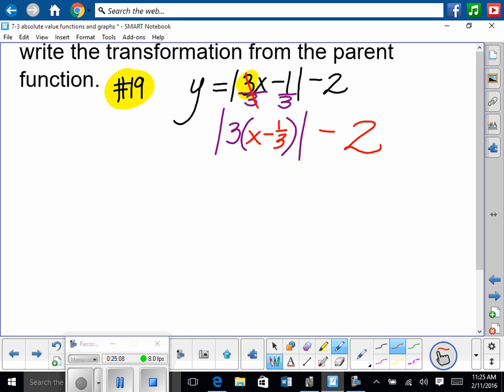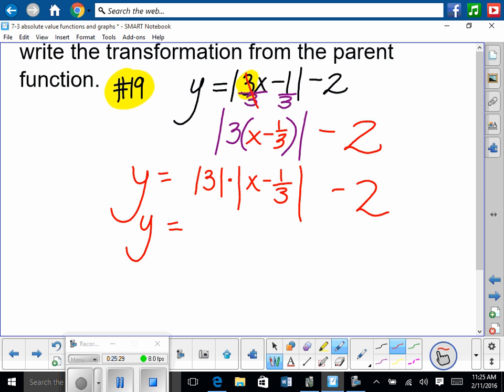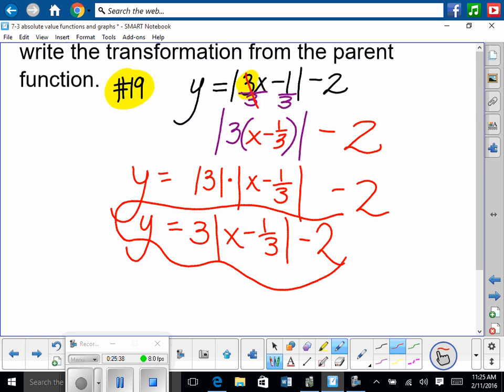Is everybody seeing how I'm just rewriting this to my advantage? Now I'm going to split this apart, because we can as long as we don't change anything. We're keeping it the absolute value of 3 times the absolute value of x minus 1/3. And then we won't forget we still have our minus 2. So then we're looking at this. We're like, okay, we're almost there. What is the absolute value of 3? 3. So we have 3 times the absolute value of x minus 1/3 minus 2. And now isn't it in a pretty graphing form, just like we've been seeing?